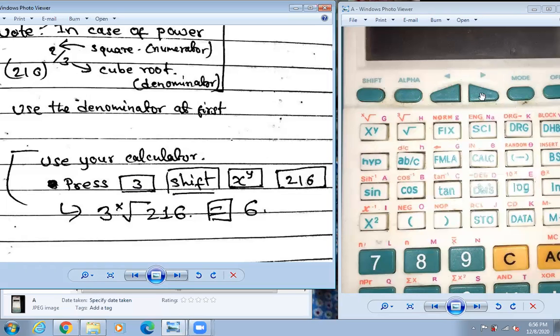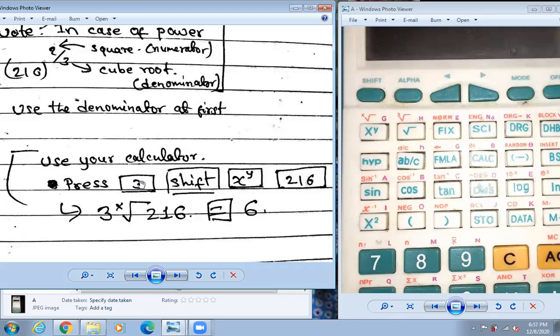You can do it yourself right now also. 3 comes. Then if you press shift, there will be S written at the side of this one. And if you press this XY, this will emerge on your calculator screen. That means root X will emerge. This is the root of 3, the cube root. So this will be the cube root now.